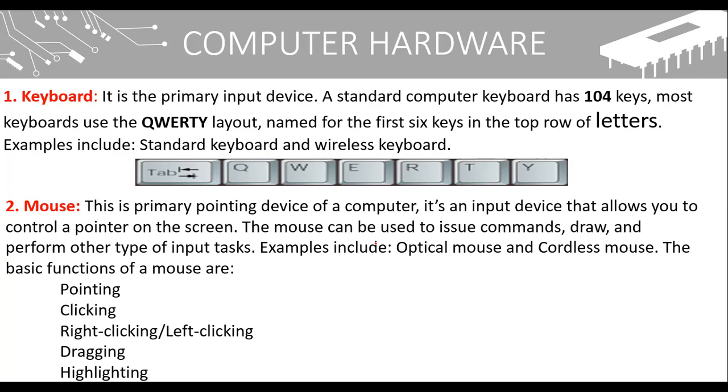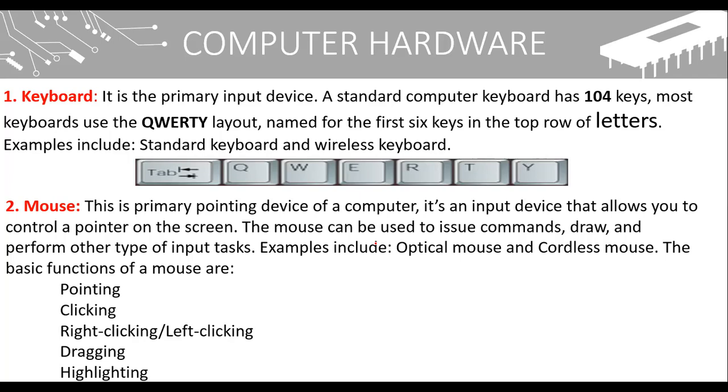Examples include the optical mouse and the cordless mouse. We know what is known as the optical mouse; we are coming to see that. Then we also have the functions of the mouse. One function of the mouse is pointing. You can use the mouse to point, to click, to right click or left click. You can also use it for dragging and for highlighting. These are the basic functions of the mouse.